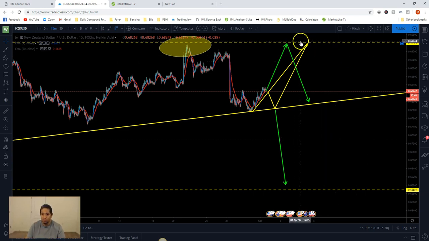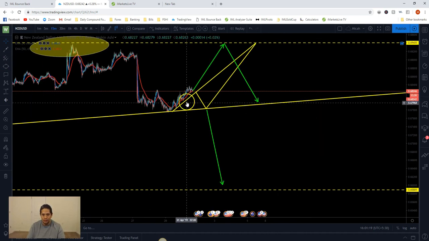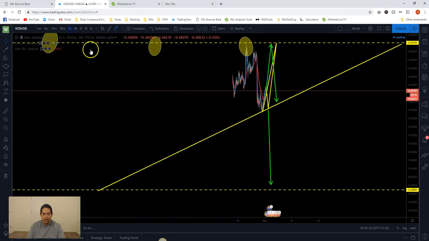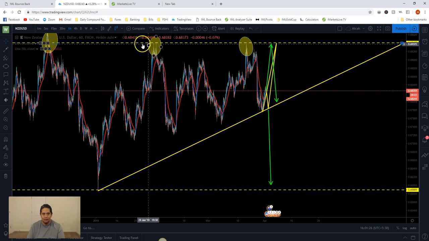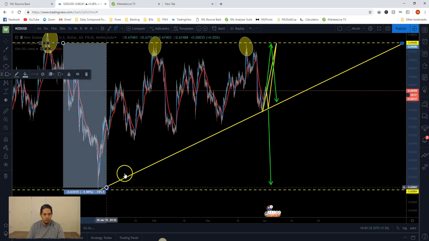If we do get this move, right? If we do get this move all the way back up, I'm taking the sell, right? I'm taking the sell because on the higher time frame, right? Look how many times, right? And let's see how much of a pip move that is. 345.